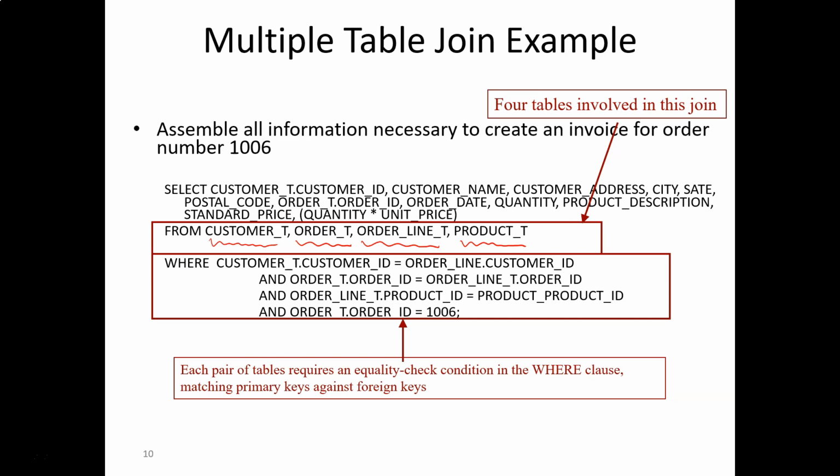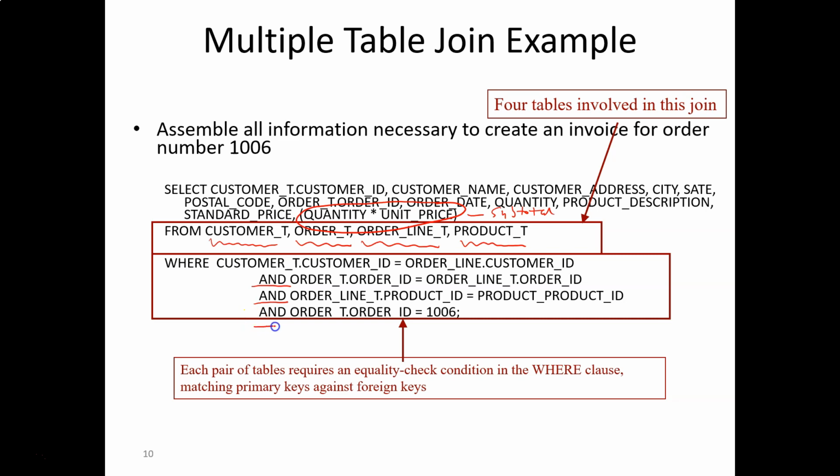We're going to select customer ID, name, address, city, state, postal code, order ID, order date, quantity, which is from the order line table, right? Product description, standard price, and also we are going to perform a calculation here. Quantity times unit price to get the subtotal for each item. And the product description and standard price are both from the product table. From customer table, order line table, and the product table, where we need to join these tables. So we need customer ID of the customer table equal to customer ID in the order table, and the order ID in the order table equal to the order ID in the order line table, and product ID in the order line table equal to the product ID in the product table.